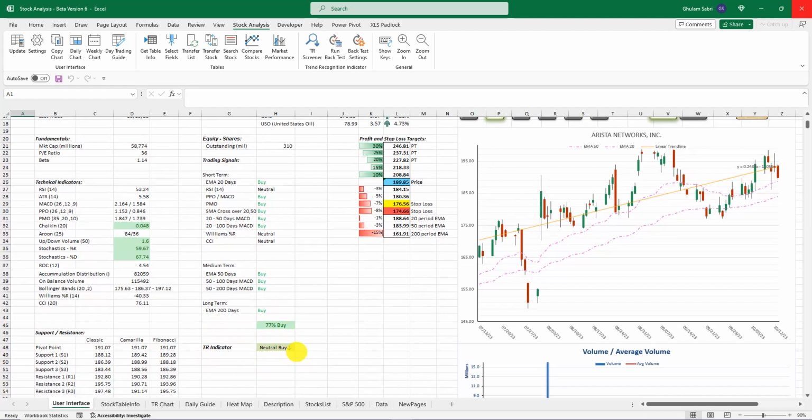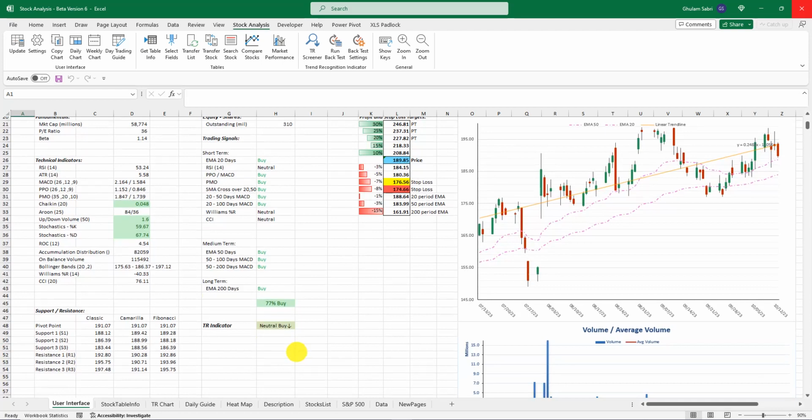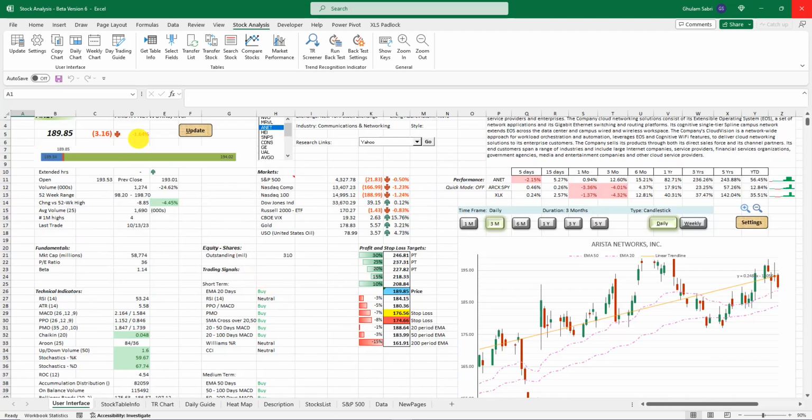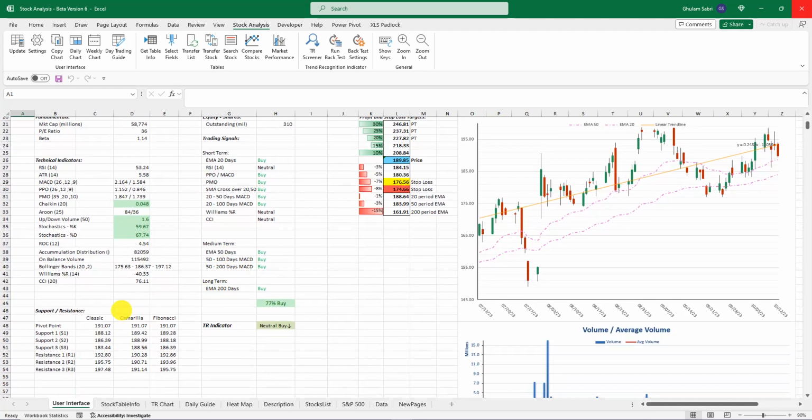So it means it was a strong buy a day ago, and it has changed to a neutral buy just during the last trading day based on the price action, which was 1.64% down. It also gives you daily support resistance levels like pivot points, supports, and resistance.